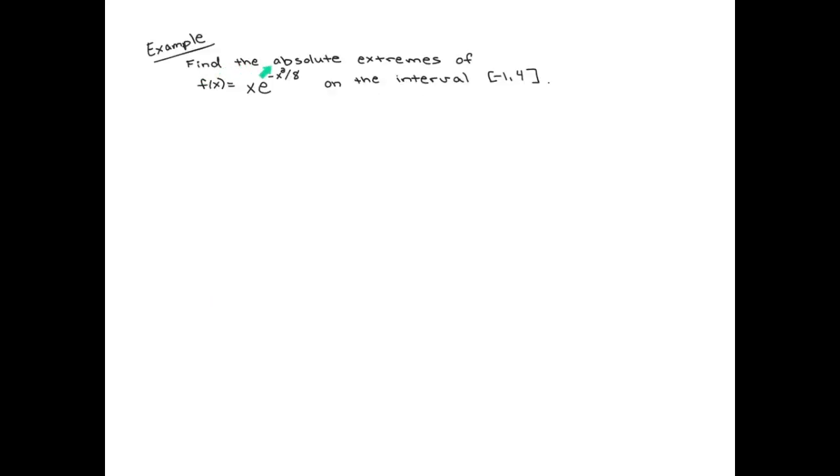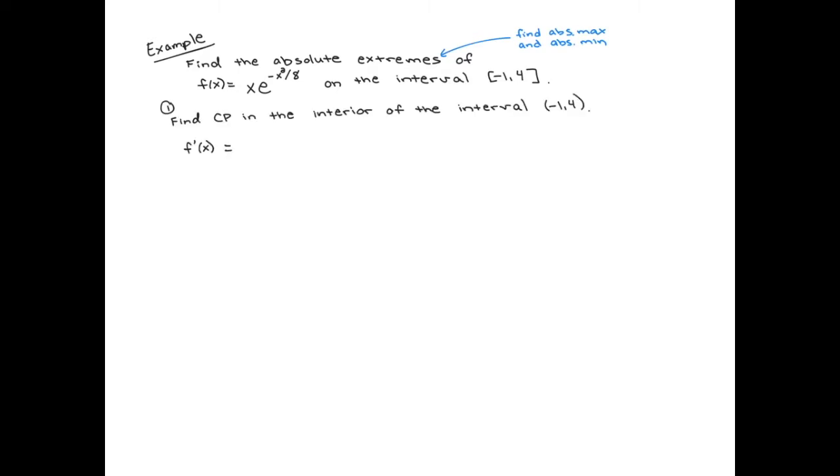We're gonna be doing this function, x times e to the minus x squared over 8, and the interval in question here is from minus 1 to 4. Notice that it says absolute extremes. What extremes means is maximum and min. So we're actually asked to find both here because it's not specified. We should be finding both the absolute max and the absolute min on the interval from minus 1 to 4.